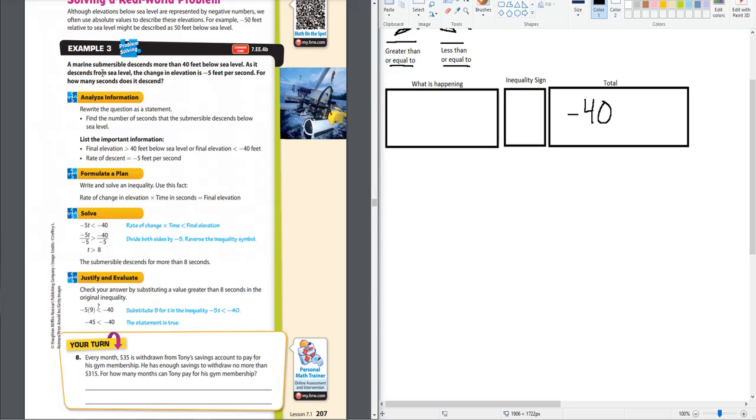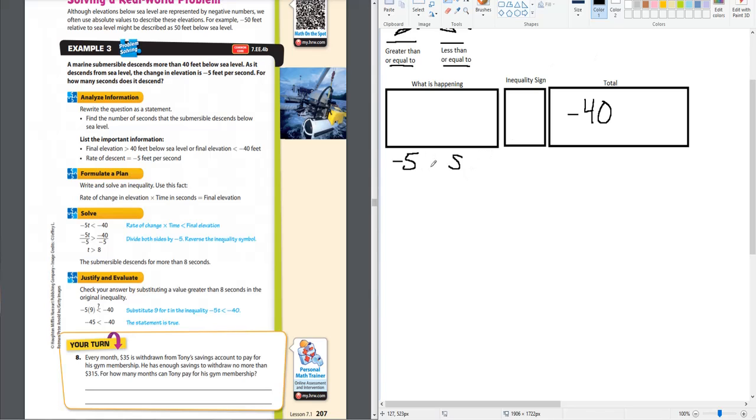And then as it descends from the sea level, the change in elevation is negative 5 feet per second. So the two things we have here are negative 5 and seconds. Now, this is an action. It's currently changing in elevation, negative 5 feet per second. There's no ifs, ands, or buts about it. That is an action. That is something that's happening, right?